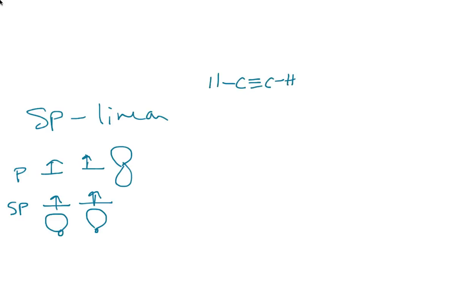Okay, acetylene. That's a triple bond. Triple bonds are sp hybridized. There's a sigma bond between the carbons, and then there are 2 pi bonds between the carbons, and a sigma bond there. So you see the bonding?